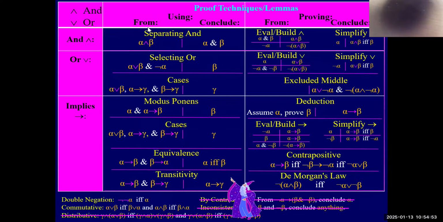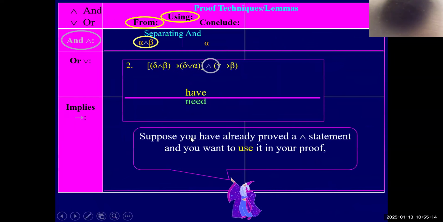Things that we're using, right? We're building from the top down and we're building from the bottom up. From the top down are the rules that help you use things, and from the bottom up are rules to help you prove things. So let me show you what I mean.